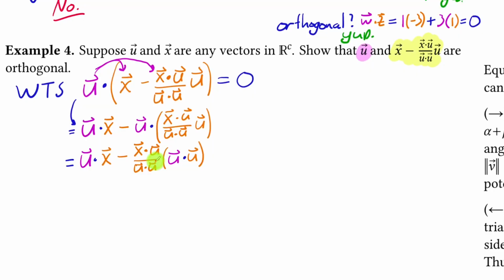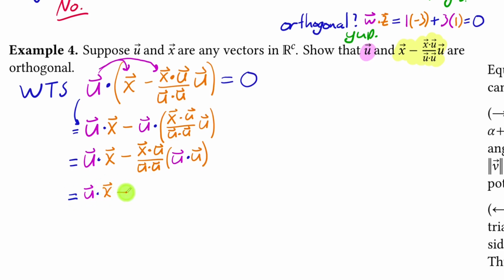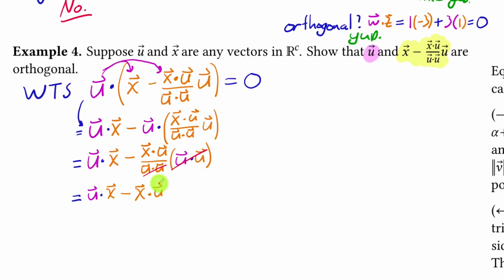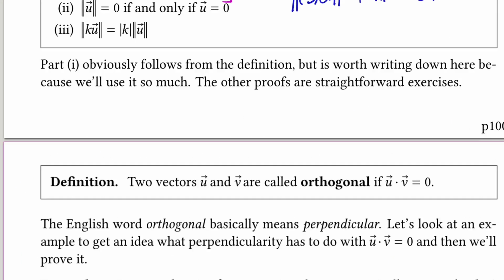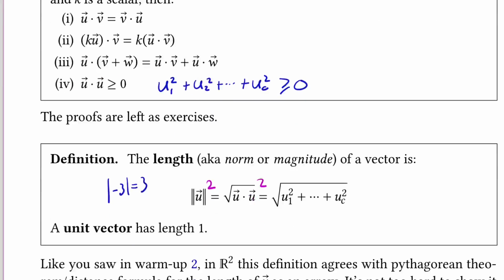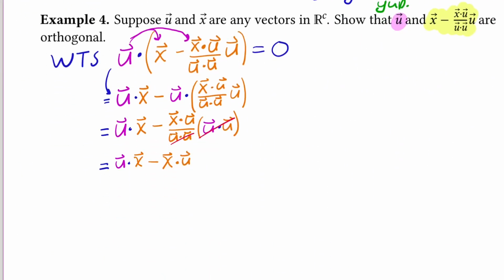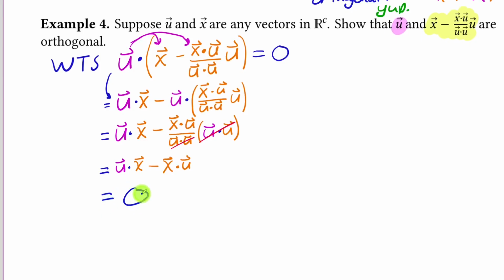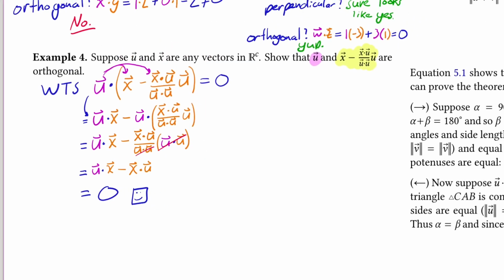So we can do that. And then we notice that u dot u is the scalar in the denominator multiplied by this other scalar u dot u that will cancel out just using regular fraction rules. And what you get is u dot x minus x dot u, and we know those are equal because of property number 1 here. So when you subtract them, you get 0. So yes, that means they are orthogonal.